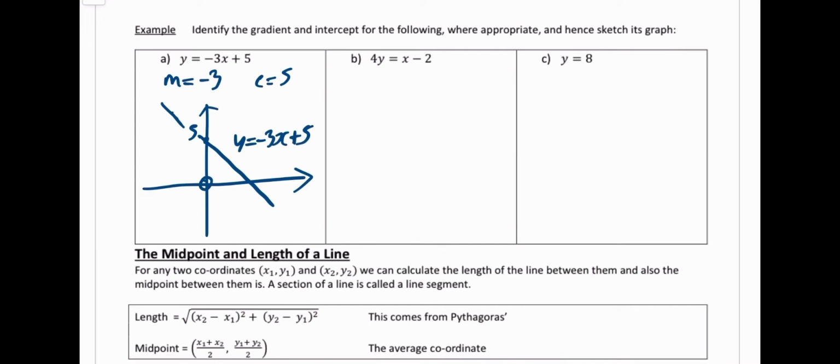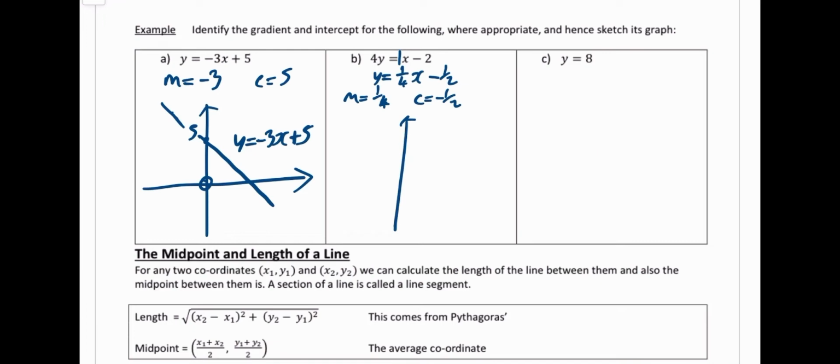The next one, first of all, you've got to rearrange to get it into y equals mx plus c form. So I'm going to do that by dividing across by the 4. So the coefficient of the x at the minute is 1. 1 divided by 4 would just be a quarter, so it's a quarter x. And -2 divided by 4 would be -2 over 4, which is -1/2. So your m is equal to 1/4, so a positive gradient this time, and your c is equal to -1/2.